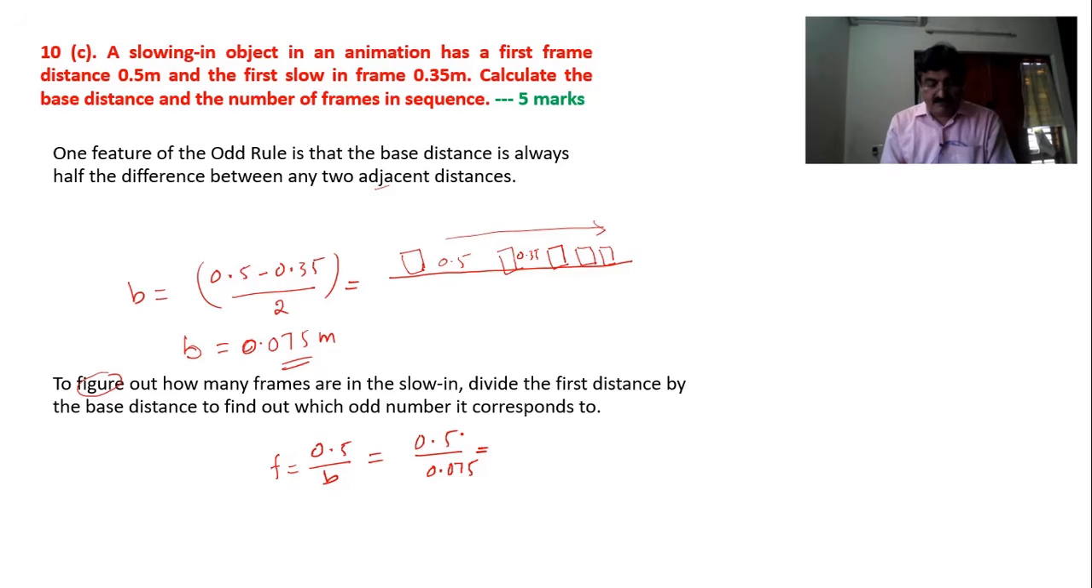See, it is 0.5 divided by 0.075, it is 6.67. So F comes out to be 6.67. So I approximate it to 7. So there are totally 7 frames.